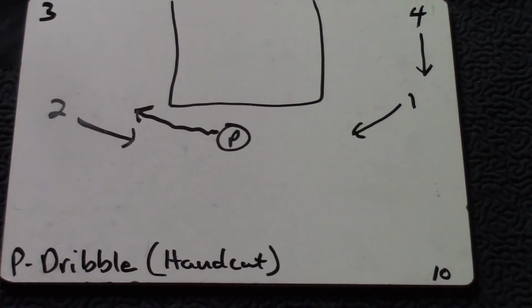This is our initial P22 setup. Again, this time we're going to talk about a hand cut. So P is going to dribble to 2's defender. 2 is going to hand cut, or it's also a handoff.